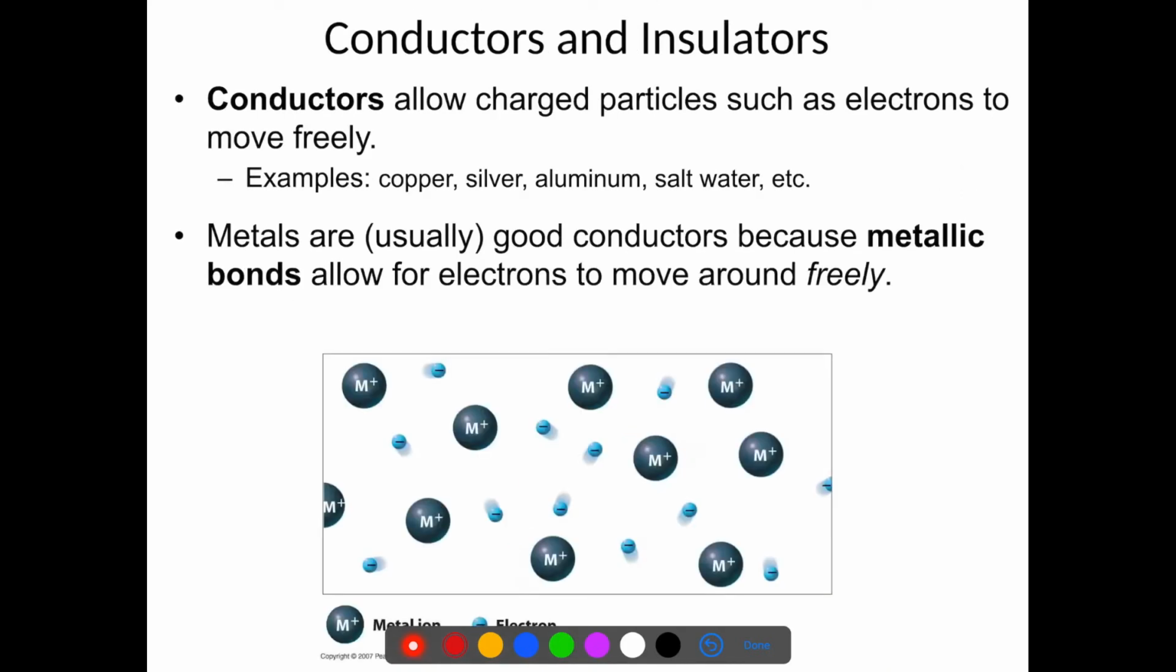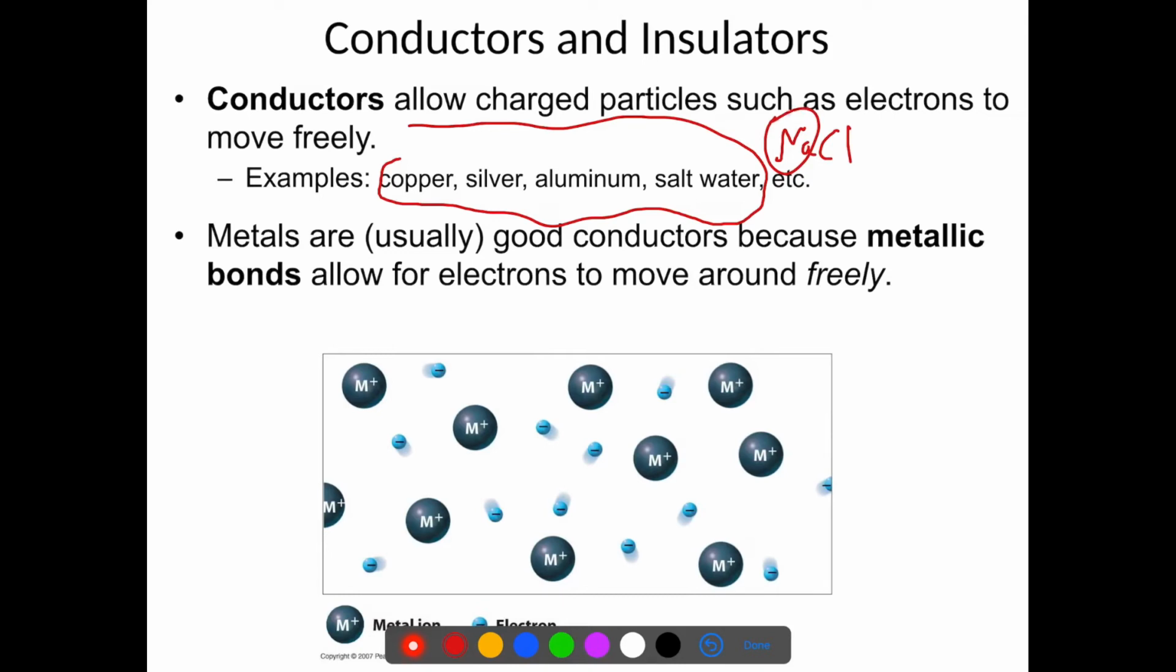Now there's a thing called conductors. They allow charged particles such as electrons to move freely. Examples are copper, silver, aluminum, and salt water. If you've taken chemistry, you would recognize that these are all metals. NaCl, that's the metal part. And metals are usually good conductors because metallic bonds allow electrons to move around freely.